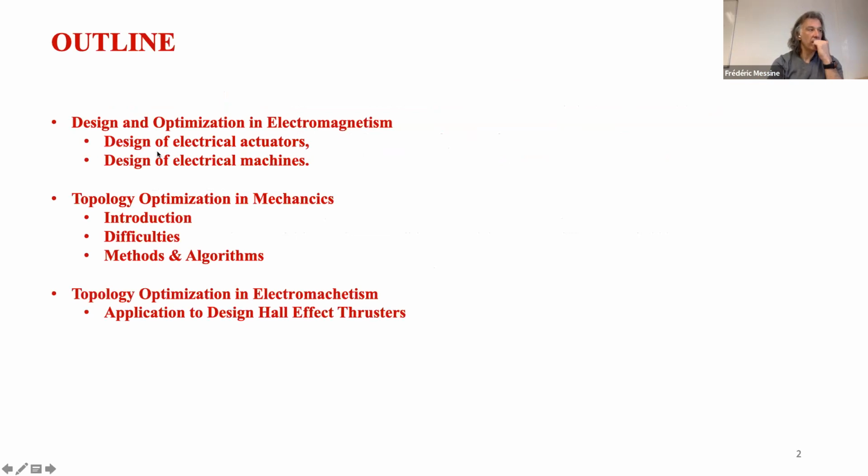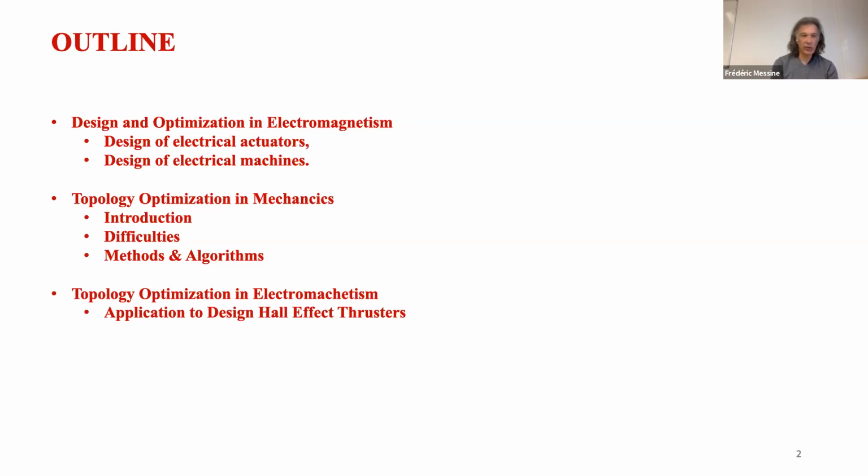First, I will speak about design and optimization, just to be sure that everyone can understand what the design of an electrical actuator or of electrical machines is, for example. What is optimization? What is the link with design in electromagnetism? The second part will be about topology optimization in mechanics, because topology optimization was born in 2000 to solve mechanical problems. At the beginning, that was in mechanics.